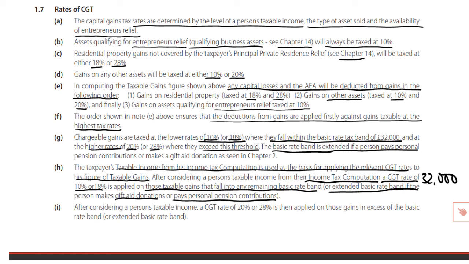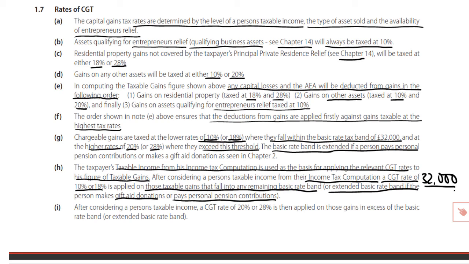If, therefore, an individual has a taxable income off their income tax computation of £30,000, that would mean that there is still £2,000 worth of that basic rate band limit available. So I repeat, if the taxable income was 30,000, basic rate band limit 32, what would that now mean? It would mean that the first £2,000 of your taxable gains will be taxed at the relevant lower rate, and any taxable gains above that 2,000 will be taxed at the relevant higher rate. Which rate is applicable will then depend on the type of property you are dealing with. Are we talking about residential property? Are we talking about other assets there? Or any of the circumstances in terms of qualifying business assets where entrepreneurs relief will apply. That is what we need to know.